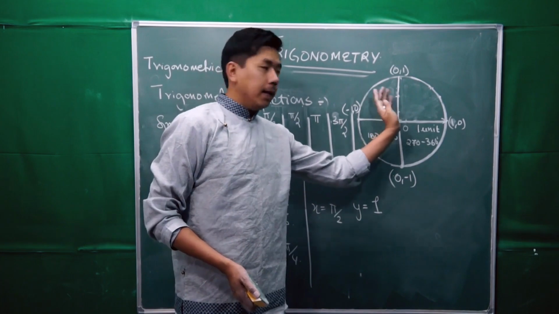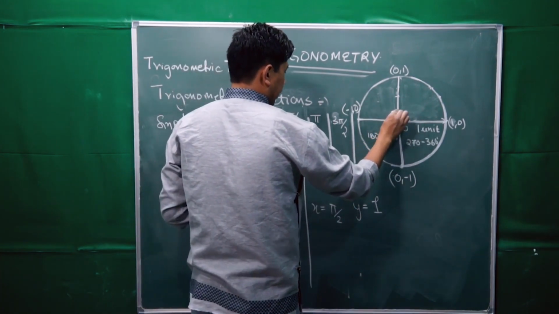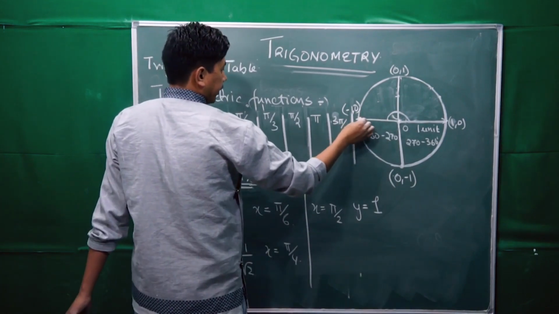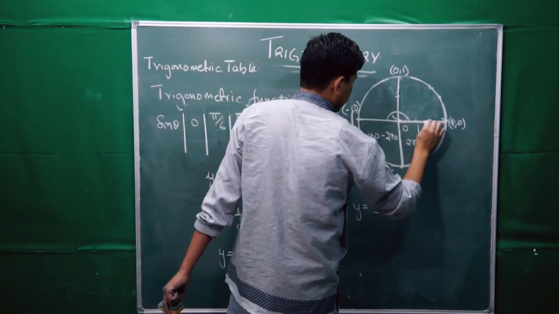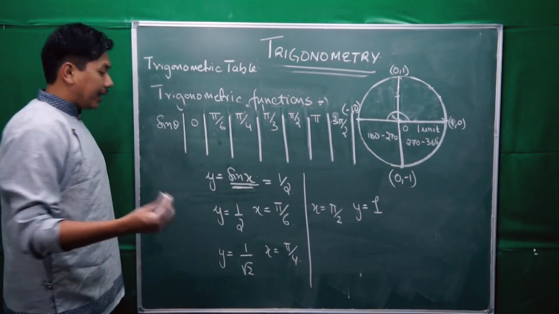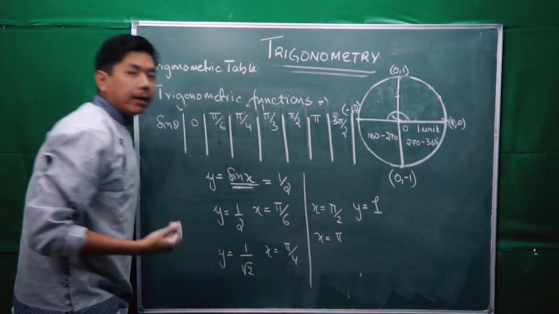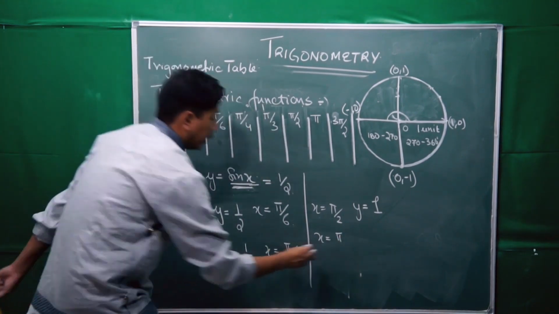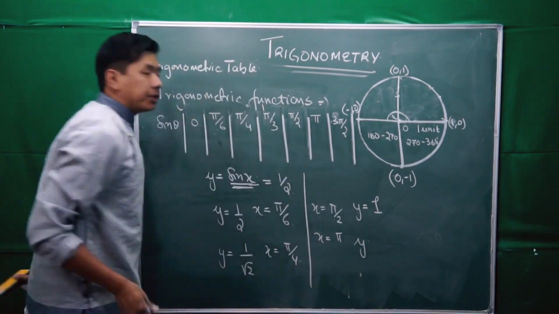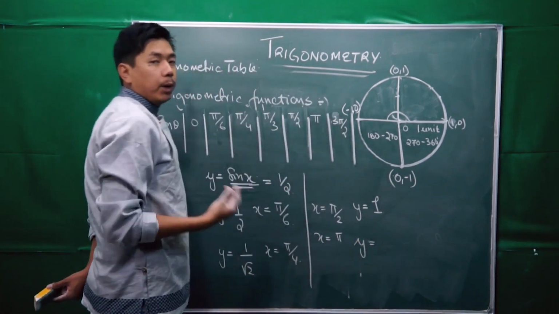Keeps on increasing. The angle is increasing. Angle increases, let's say, up till this point. So this angle is 180 degree, or let's say x equals pi. Now since x equals pi, what is the value of y, which is equal to sine pi? Sine pi is 180 degree.